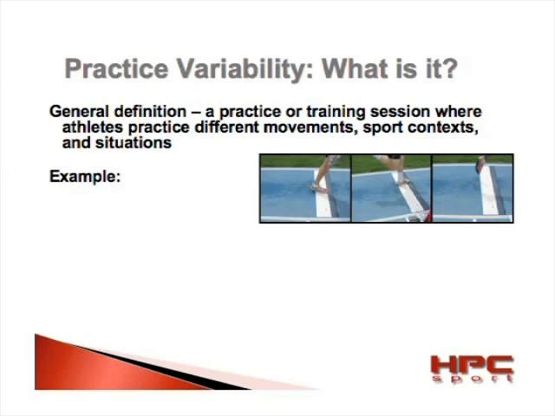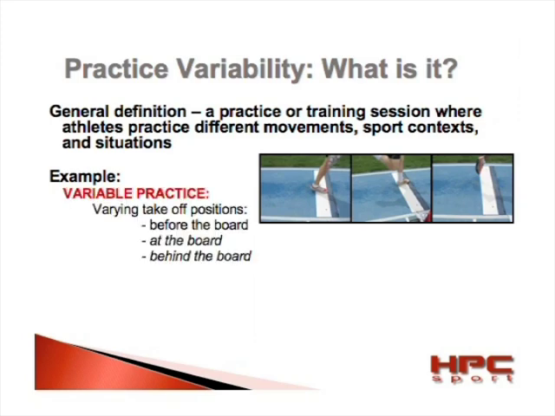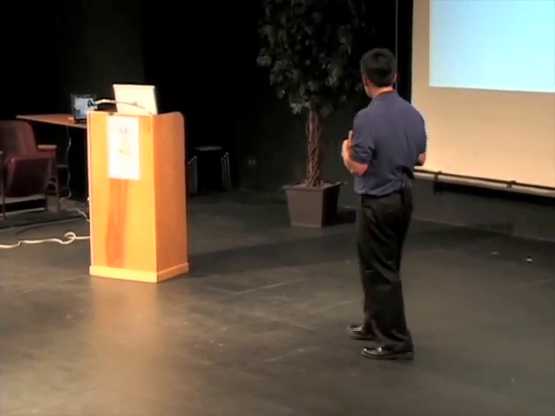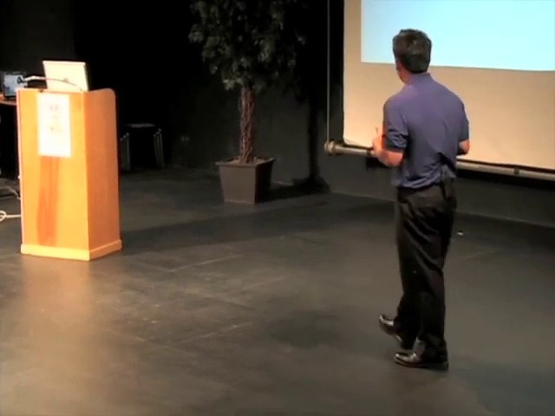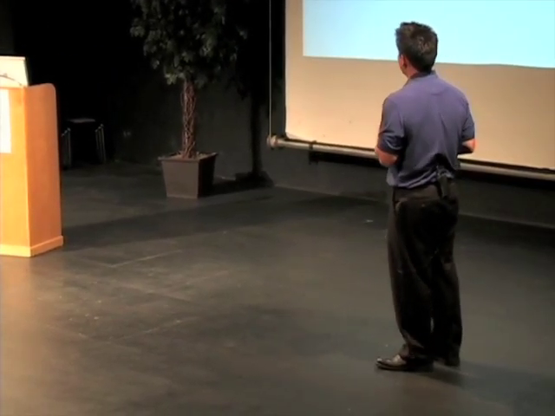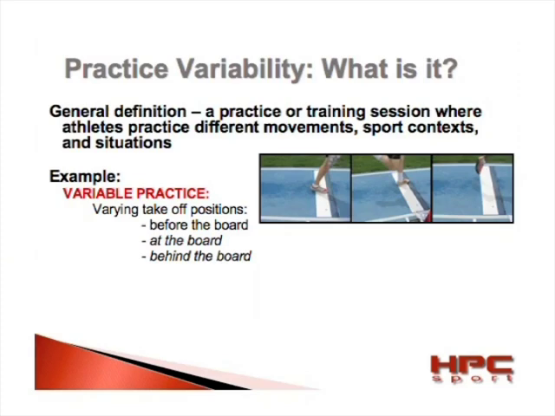So, general definition: a practice or training session where athletes practice different movements, sport contexts, and situations. So variable practice, okay? Let's use the long jump for example, and we're practicing a jumper's accuracy to the board. As discussed earlier, we could do various things when we're operating under this type of practice schedule. We can have the jumper jump before the board, right on the board, or past the board.